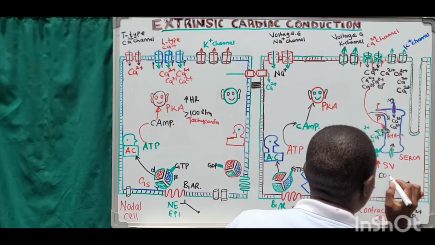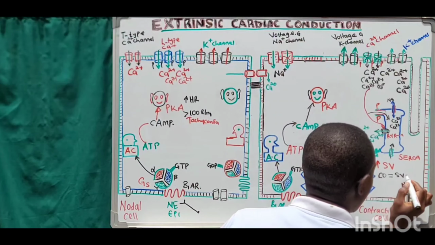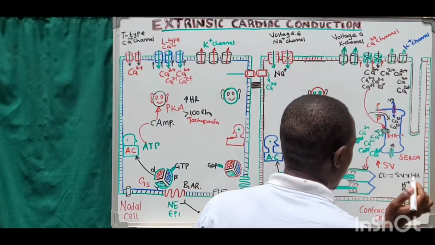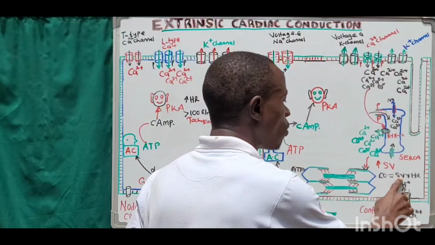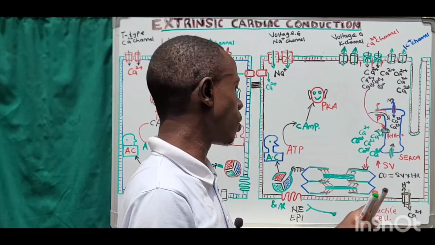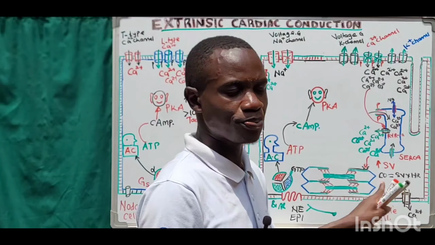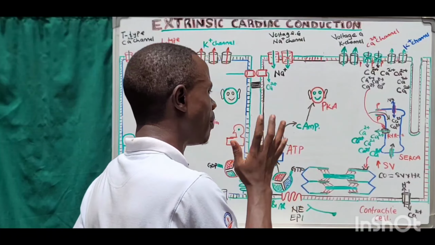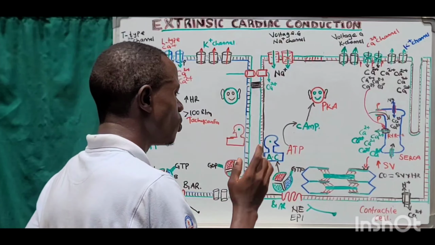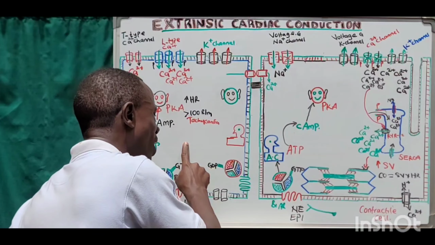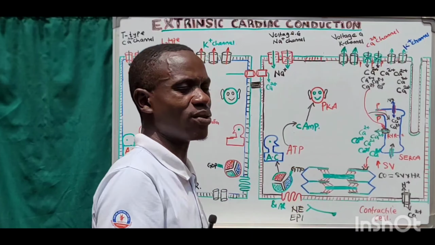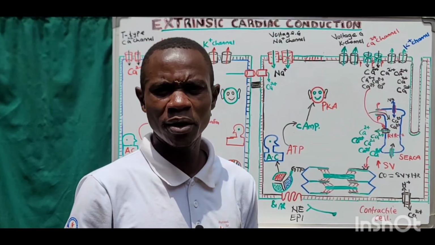Okay, and if you increase stroke volume, you are increasing cardiac output, because we said cardiac output is equal to stroke volume times heart rate. So now, if we have increased the stroke volume, you have increased cardiac output. Okay? So now, that is how the sympathetic nervous system is going to be affecting the non-contractile cell and then the contractile cell in the simplest way possible.